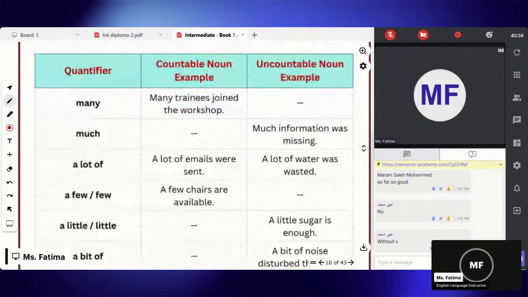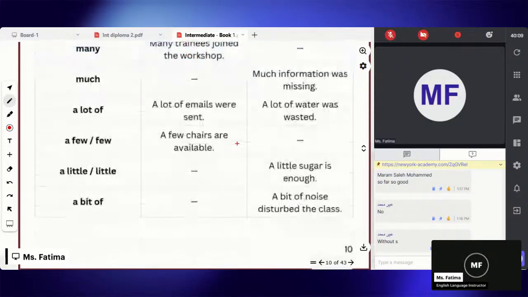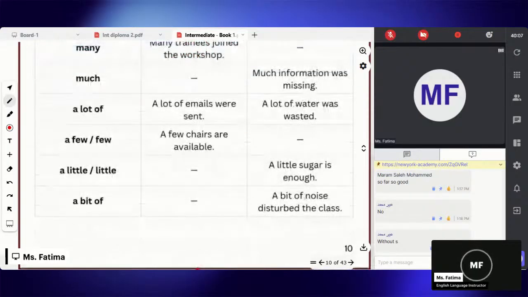A bit of noise. Noise is uncountable. Okay, we cannot say one noise, two noises. It's uncomfortable. So we say a bit of noise disturbed the class. Alright, so this is when it comes to countable and uncountable nouns.